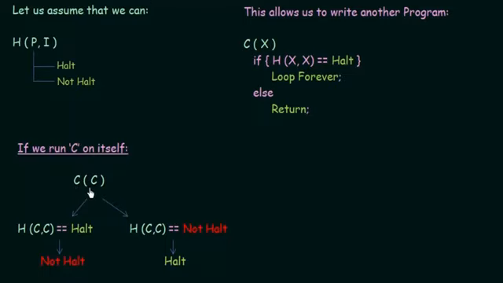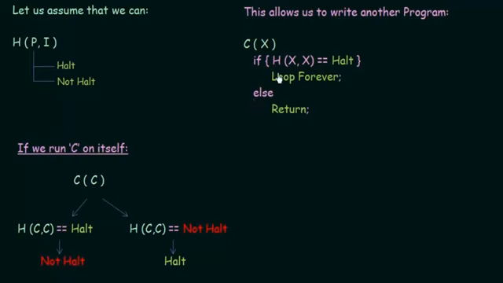If I run C on itself, and it does not halt, my H is telling me that it is going to halt. So this is a contradiction. This does not make sense. When C is actually not halting, H tells me that no, it will halt. So H is wrong. Now let us see the next condition, the else part.